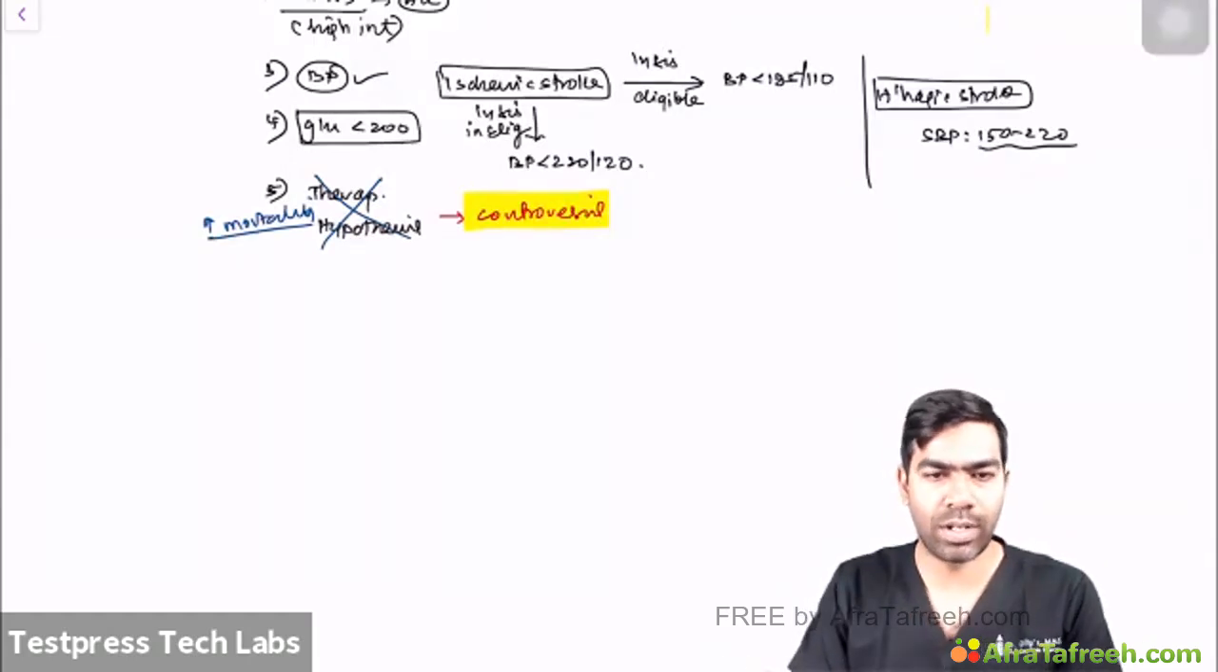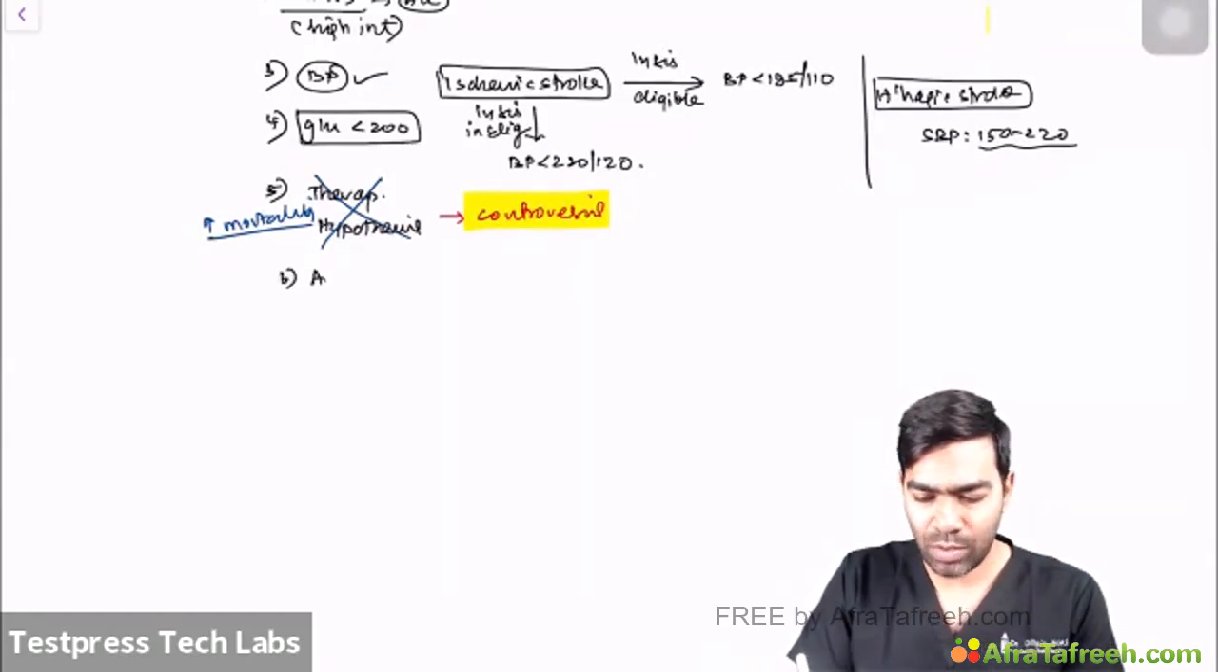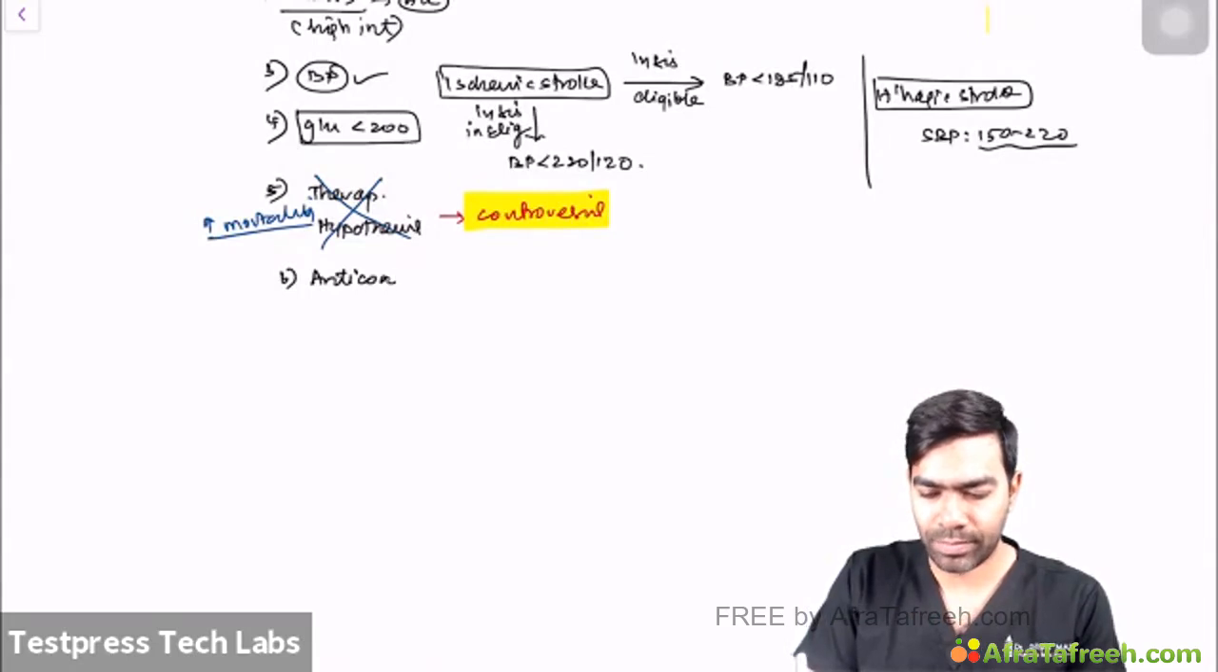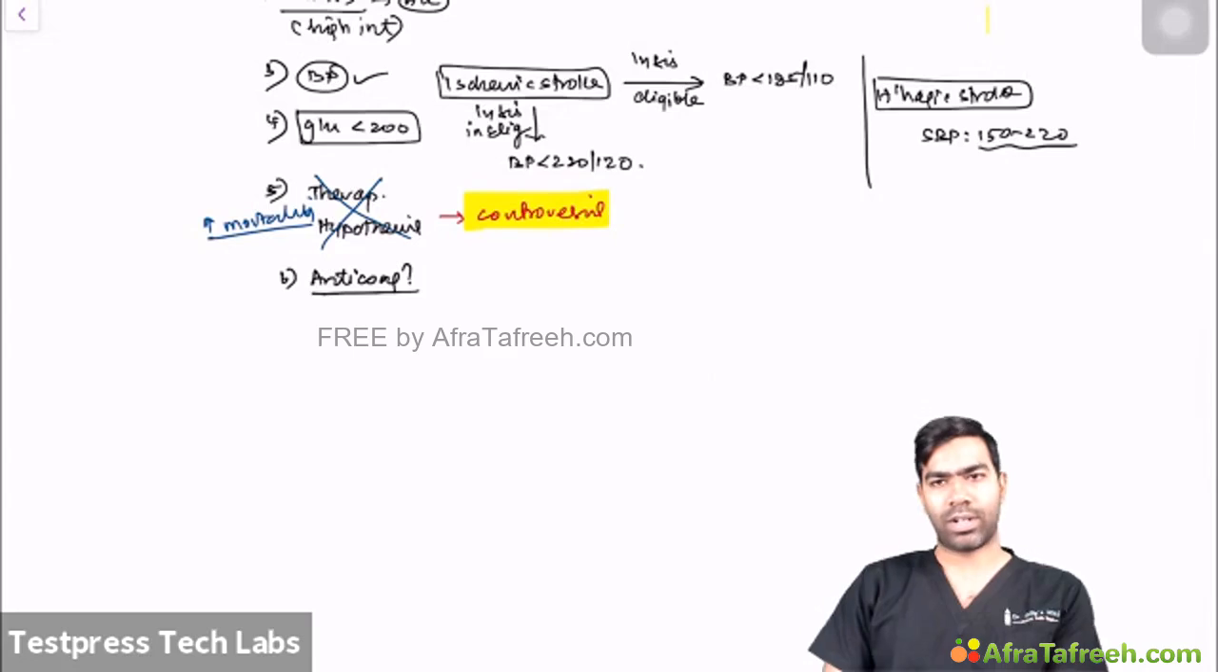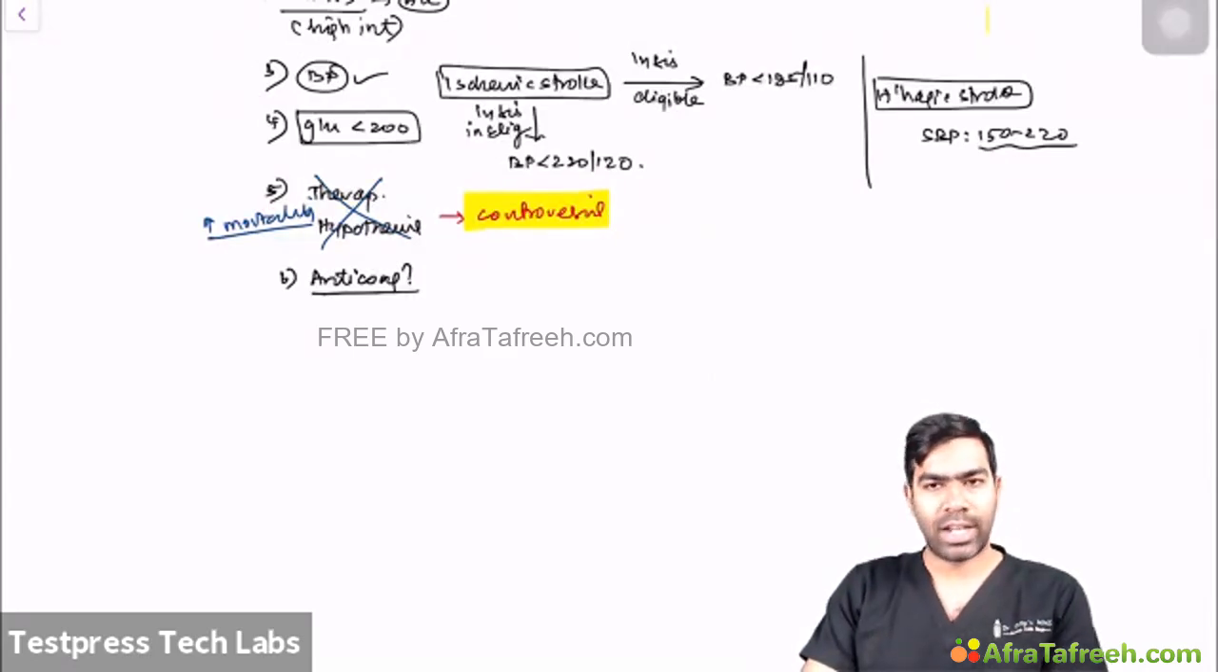That's why we don't do it. Is there any role for anticoagulation in stroke? Which means I'm using heparin, warfarin. Any role for anticoagulation? Remember, there are very few indications for anticoagulation.